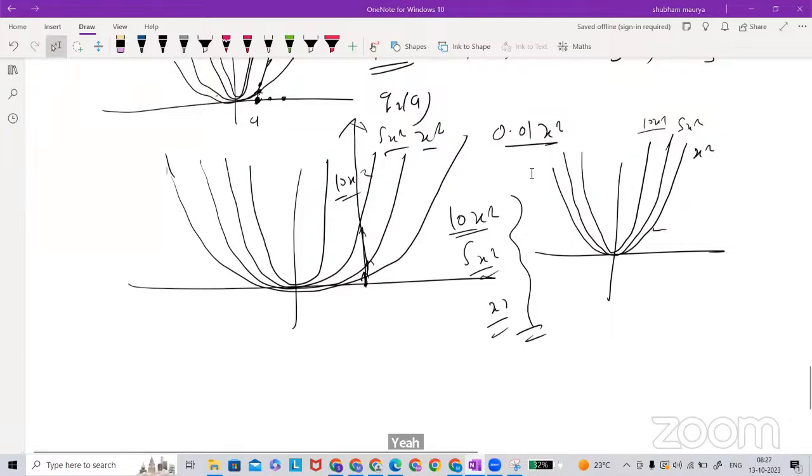Sir, I have to ask a doubt regarding the slope of the quadratic function. Where are you sharing that problem? No, sir, I'm not asking a question. I'm just asking about the concept of the slope of the quadratic function. Okay.